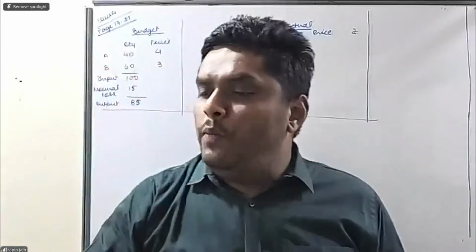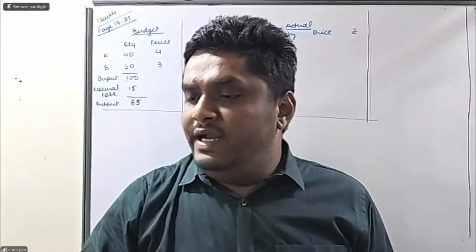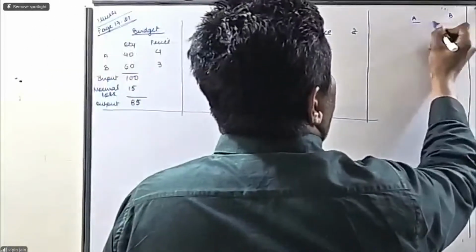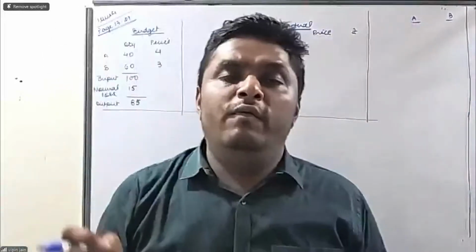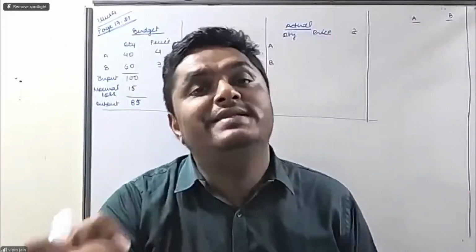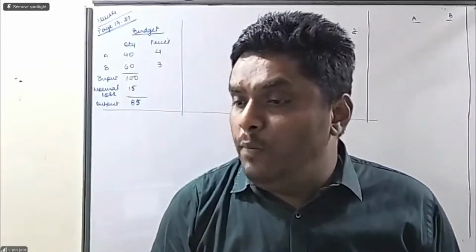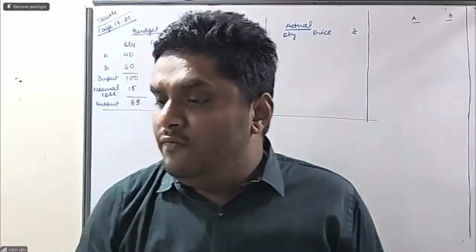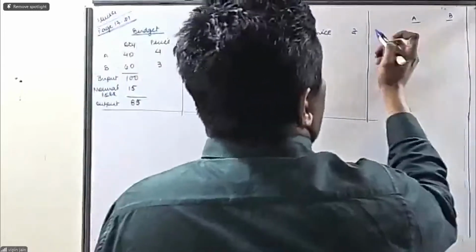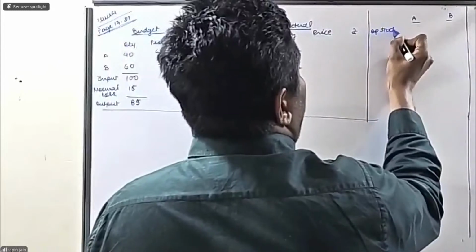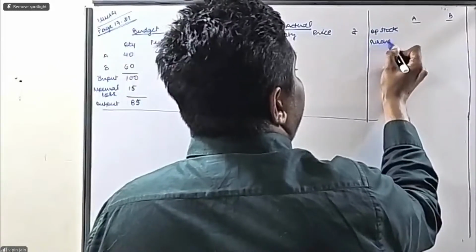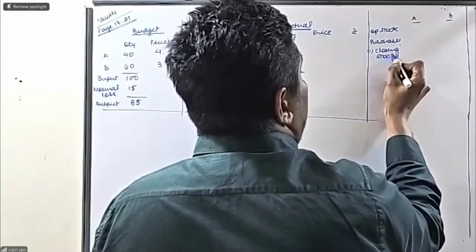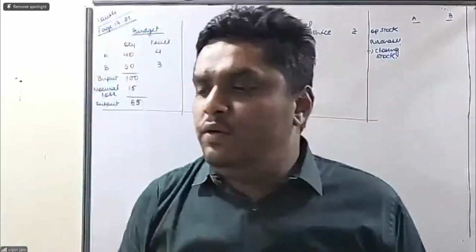See, herein the details of opening and closing stock is given, that is in respect of A and B. So we will first calculate how much raw material is consumed during the year. So herein, opening stock is 35, purchases are 800, and the closing stock is 5. So opening stock, purchases less closing stock. This is the way we calculate raw material consumed.